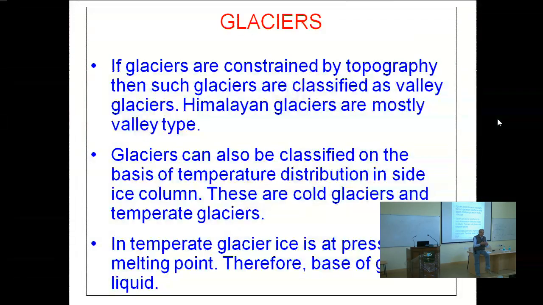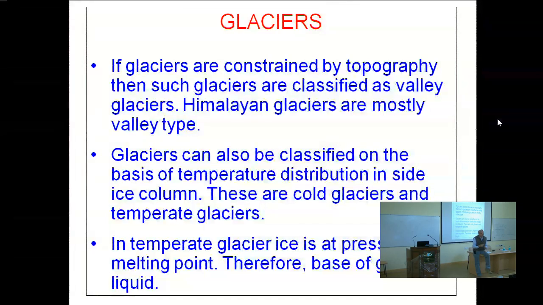And if your ice is at pressure melting point, that means as you move down, it becomes slightly more negative. So what will happen? At the bottom of the ice, if ice is moving, it creates friction. As well as, there's a lot of geothermal heat, because atmospheric temperature may be below freezing, but the land surface, because of geothermal heat, is also very close to 0 degrees Celsius.